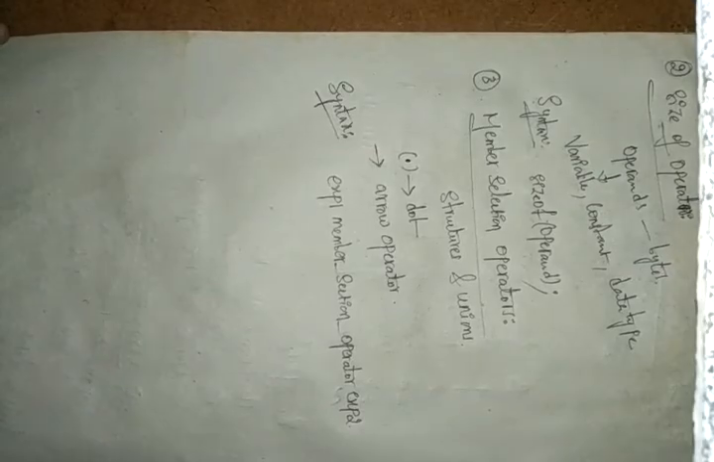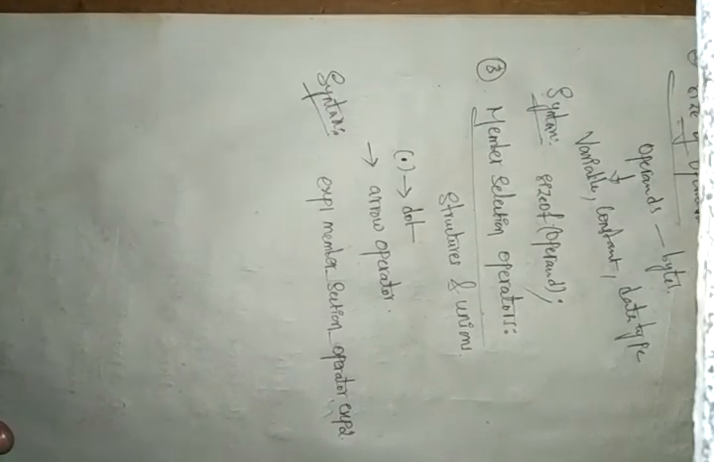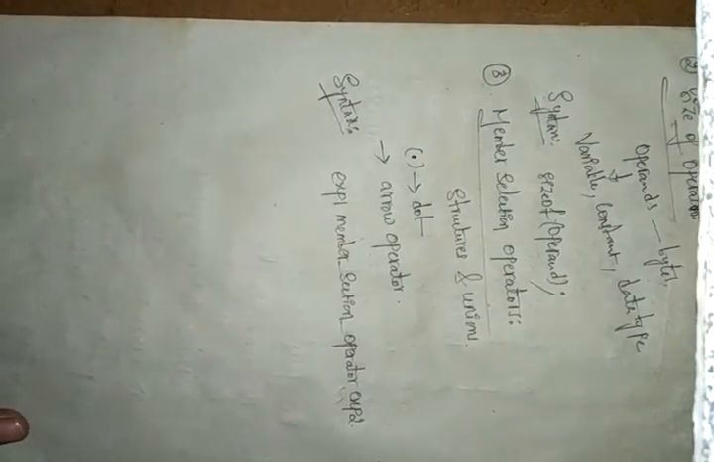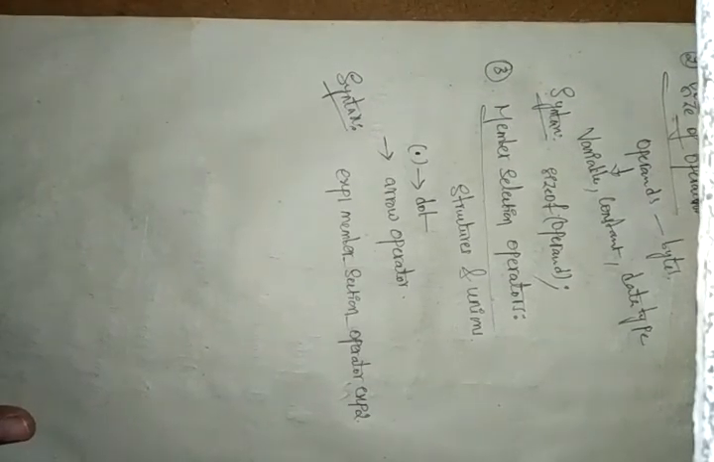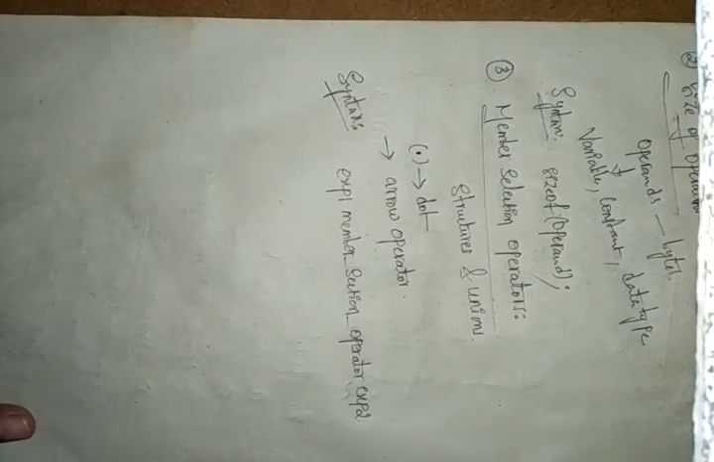Next we have the bitwise operators: AND, OR, ones complement, exclusive OR, left shift, right shift. And at last we have the special operators: the comma operator, sizeof operator, and member selection operator. We have 3 operators in the special operators. This is our operators topic.